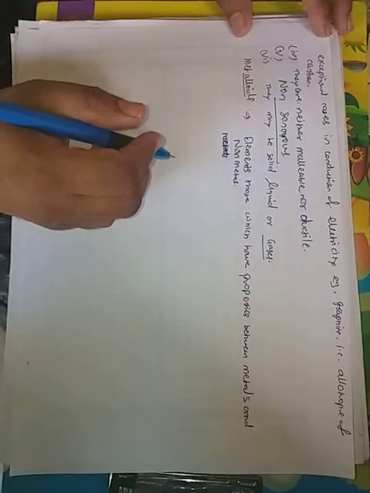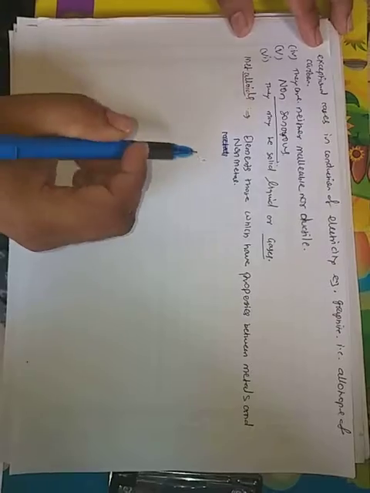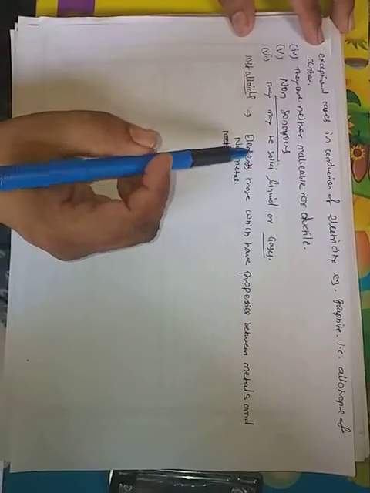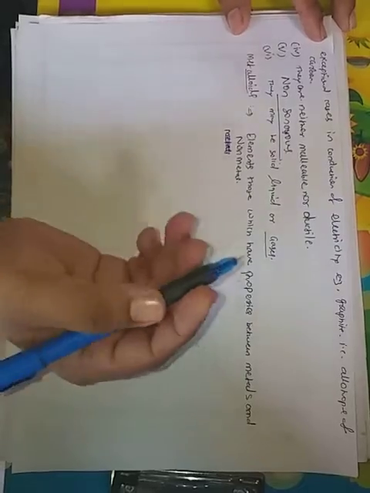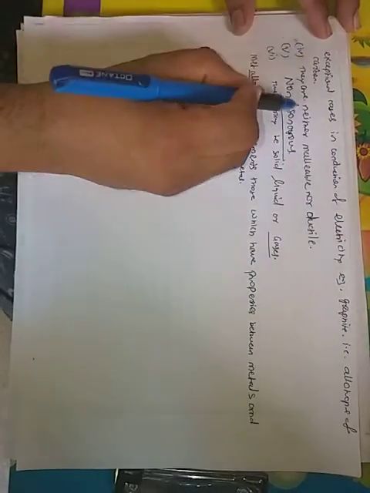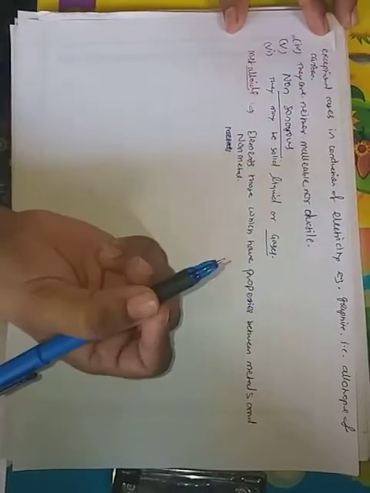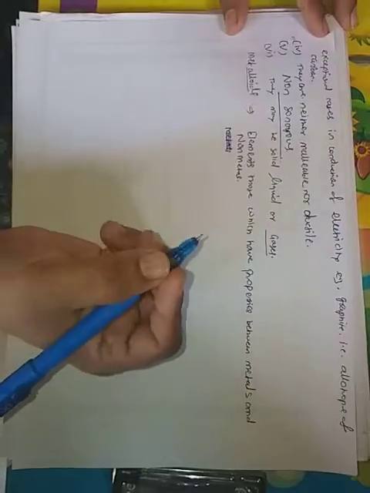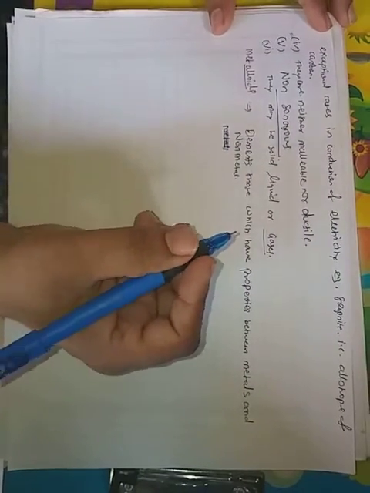So welcome back. We are discussing non-metals properties. In that we saw exceptional cases in conduction of electricity, for example graphite, that is an allotrope of carbon. Non-metals are neither malleable nor ductile, and non-sonorous. They may be solid, liquid, or gases. So here is a basic difference among the metals and non-metals.